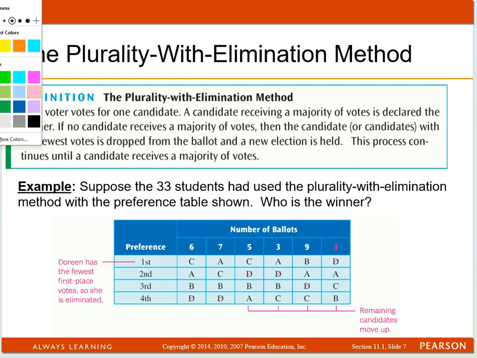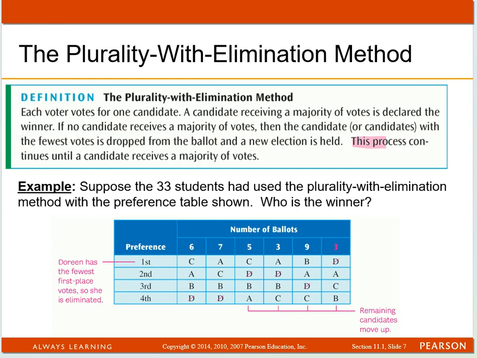So right here it says this process continues until a candidate receives a majority of the votes, and a majority is more than half. That's what a majority is. Now, so you do the vote, right? And as I recall, Doreen only had 3 total votes.